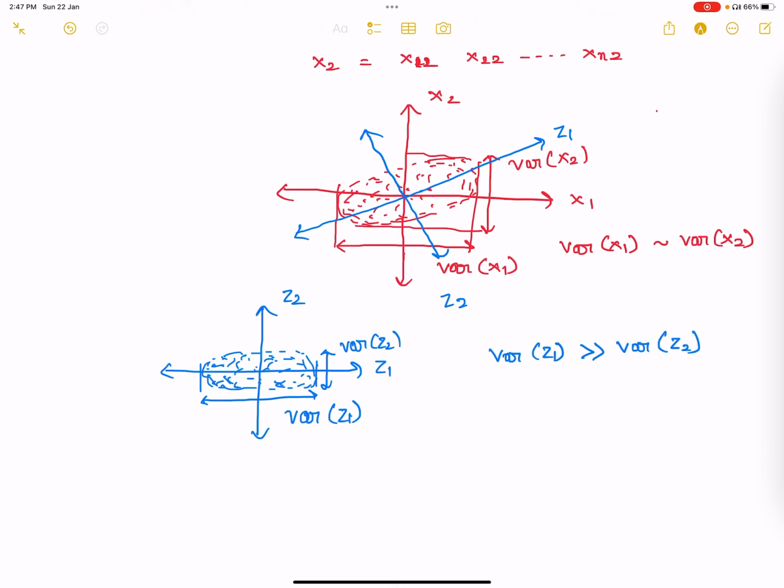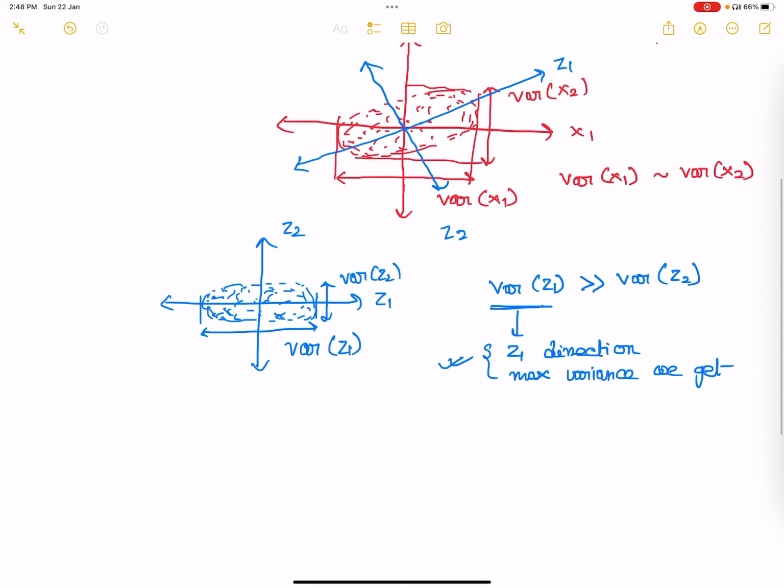Now we can reduce a dimension. If we only use this particular Z1 direction, we get the maximum variance. We don't need to look at Z2. We can use only the Z1 direction to understand what the variances are, and we can further analyze this data. So this is how it goes from 2D to 1D, and hence it's called a dimensionality reduction technique. This is the important thing.